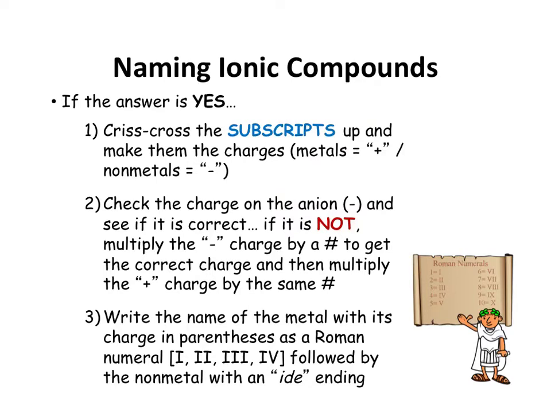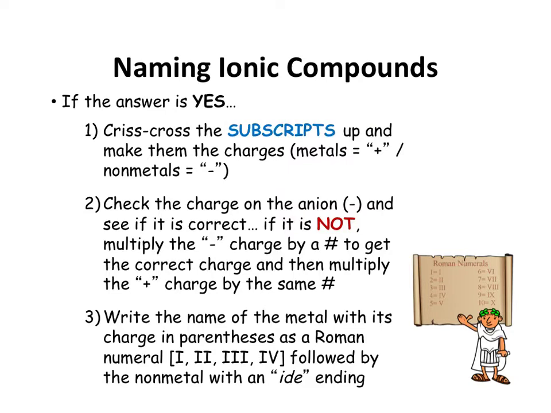Then, what you do is, you write the name of the metal, followed by its charge in parentheses as a Roman numeral. So you have the charge listed now, and you simply write that charge as a Roman numeral in parentheses right after the metal's name. Because remember, the metals keep their name. But this time, you need its charge listed in parentheses because it's multi-charged, so it could have various charges. So we need to make sure we indicate the charge in the actual name. Followed by the nonmetal with an IDE ending. This is the same as previous. The only difference here is that you had to figure out the charge on the metal and write it in parentheses.